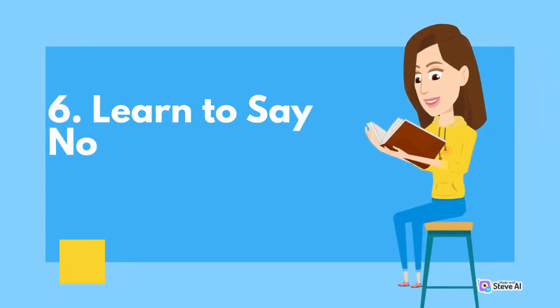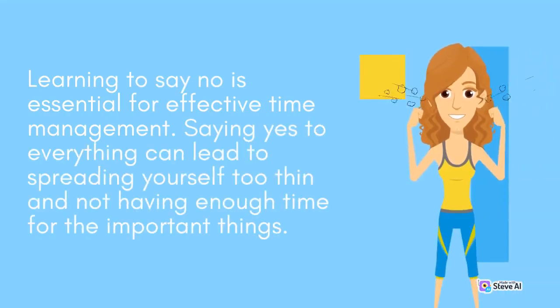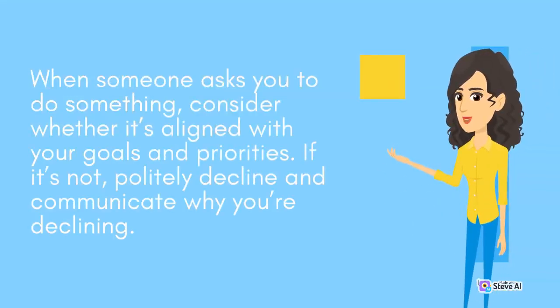6. Learn to say no. Learning to say no is essential for effective time management. Saying yes to everything can lead to spreading yourself too thin and not having enough time for the important things. When someone asks you to do something, consider whether it's aligned with your goals and priorities. If it's not, politely decline and communicate why you're declining.